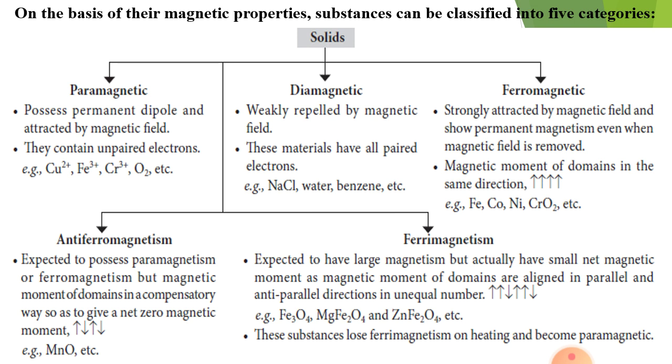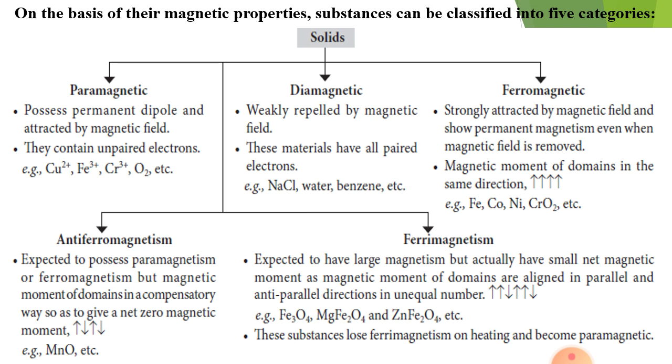Here, each domain acts as a tiny magnet, and the magnetic moments of the domains are in the same direction. If arrows are shown to you like this, then this shows a ferromagnetic substance. Common examples of this type of substance are iron, cobalt, nickel, CrO2. CrO2 is used in audio and video tapes, etc.